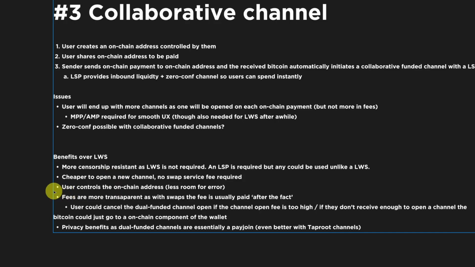The user also controls the address, which, like I mentioned before, avoids the errors about potentially sharing an address that's controlled by the Lightning Wallet server. It introduces less room for error. If there is a problem, like with the collaborative channel opening, the user's just going to have funds in an on-chain balance on their wallet, and it won't be as much of an issue. It'll be pretty easy to deal with.